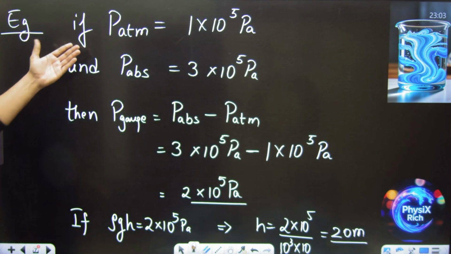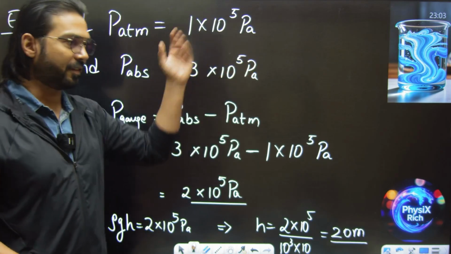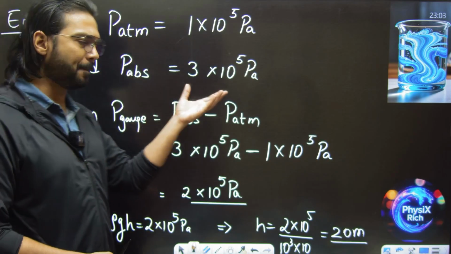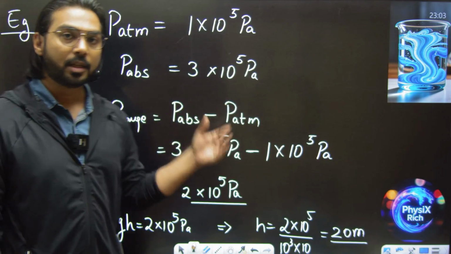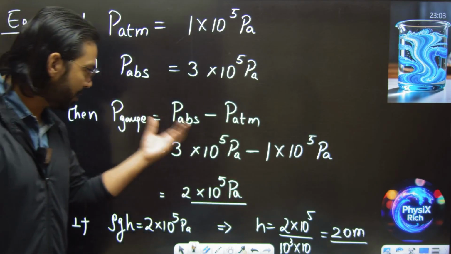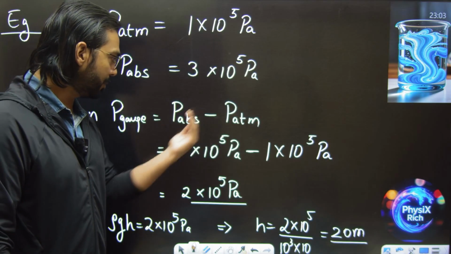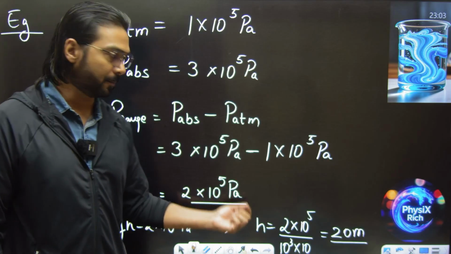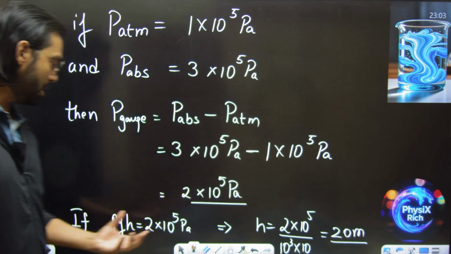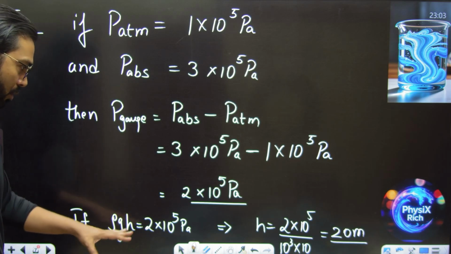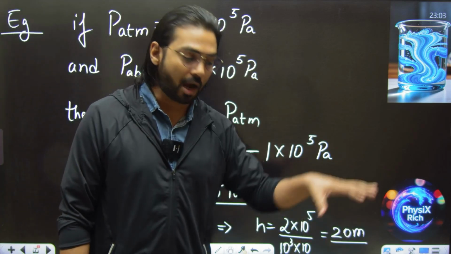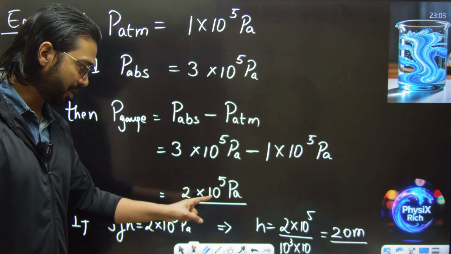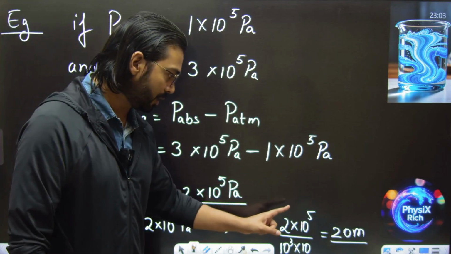So if atmospheric pressure is, well, 10 raised to power 5 Pascal, we have approximated it to 10 raised to power 5 Pascal. Let's say we are at some place where there is a very high amount of absolute pressure, then what would be our gauge pressure? The gauge pressure in our calculations would be the subtraction of these two terms, which I will get simply as 2 into 10 to the power 5 Pascal. Now, if I assume that this is due to a water column, then how deep would this water column have to be? I would just do rho gh equals the gauge pressure and calculate the height from this formula.